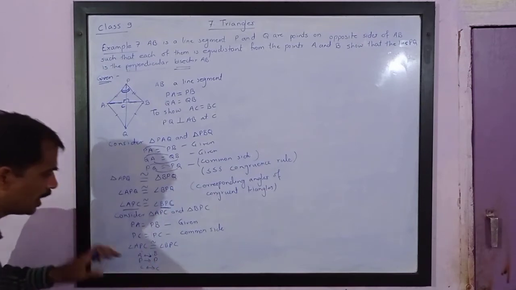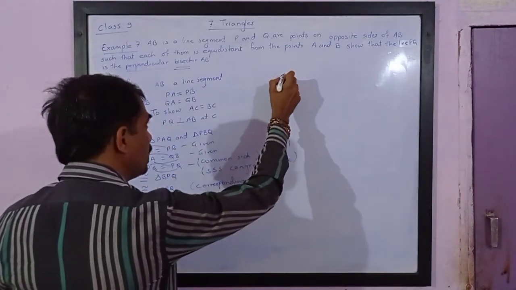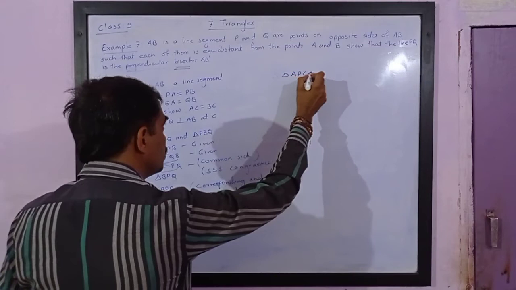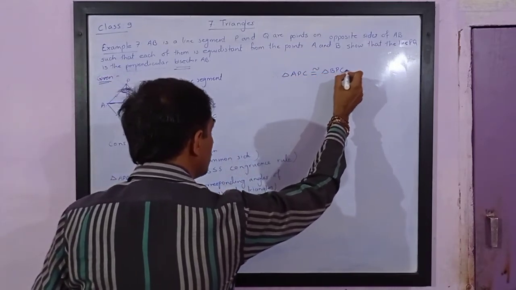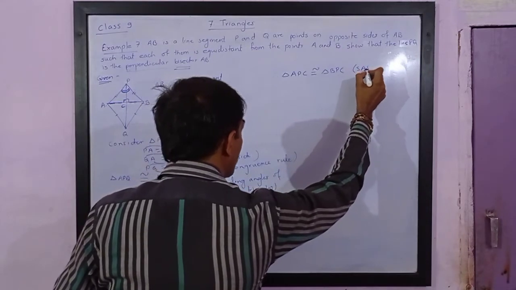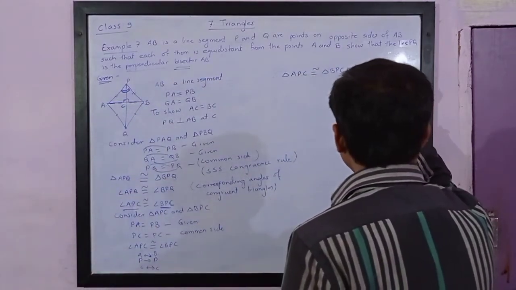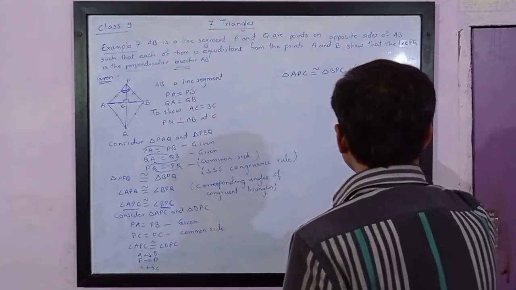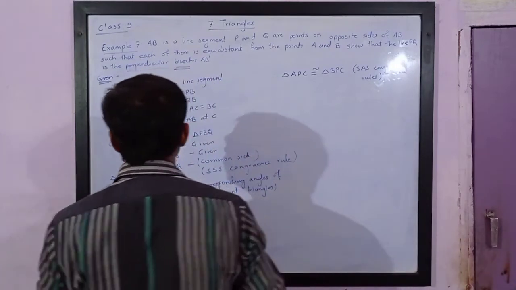So I will get triangle APC. Therefore I can say that triangle APC is congruent to triangle BPC by SAS congruence rule. Angle is included between the two sides, so it is SAS congruence rule.